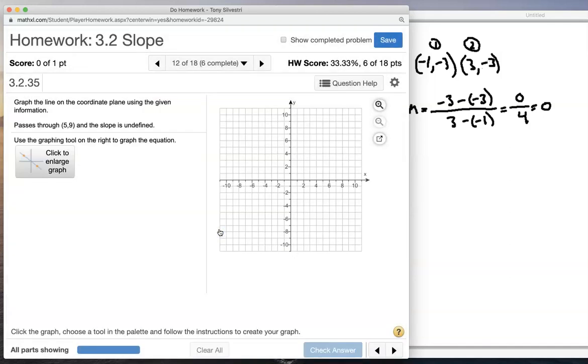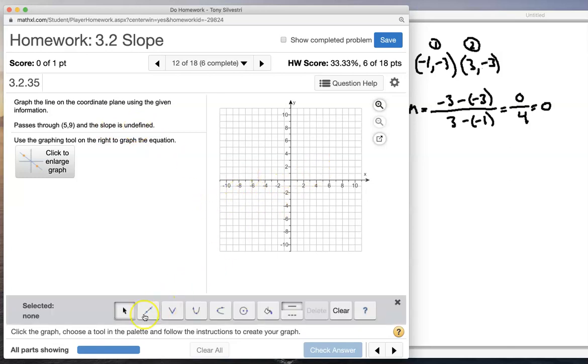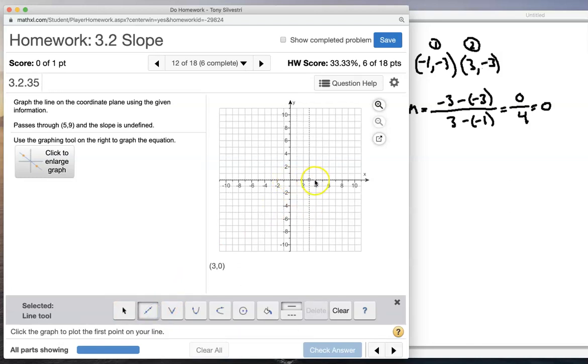Nice, nice. Oh, okay, now this is just an oddball right here, because how do you graph a slope of undefined? Well, here's what you do. You still plot the 5, 9. You always have to plot that anchor point. 5, 9 is over here. Click. Now, what is an undefined slope? An undefined slope means it's a vertical line. That's what it means.